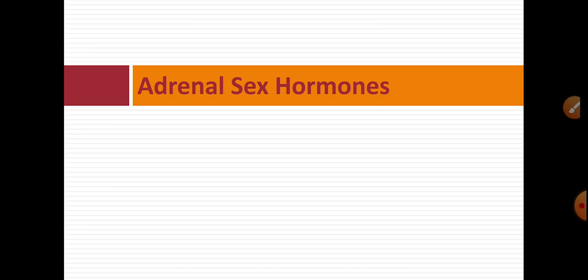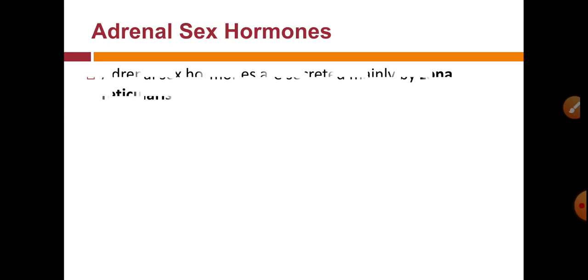Good morning, everyone. In the last lecture, we completed two important hormones of the adrenal cortex, that are aldosterone and cortisol. In today's lecture, we are going to start the next topic, that is adrenal sex hormones. Adrenal sex hormones are also secreted from the adrenal cortex, but particularly from the zona reticularis. So let us start. Adrenal sex hormones. Adrenal sex hormones are secreted mainly by zona reticularis.